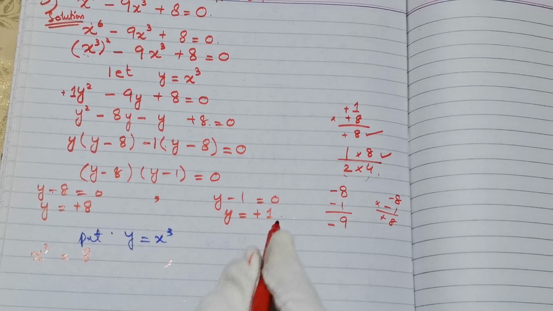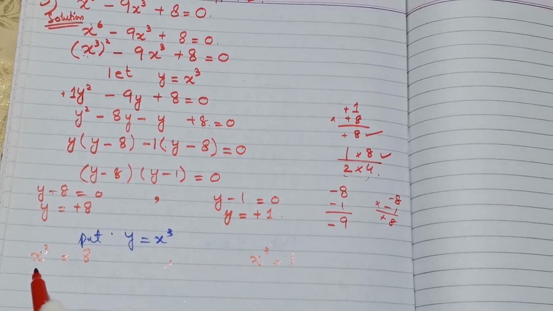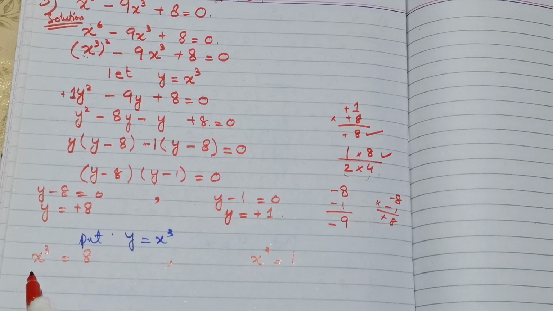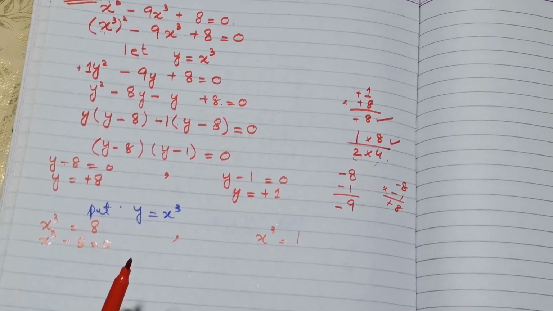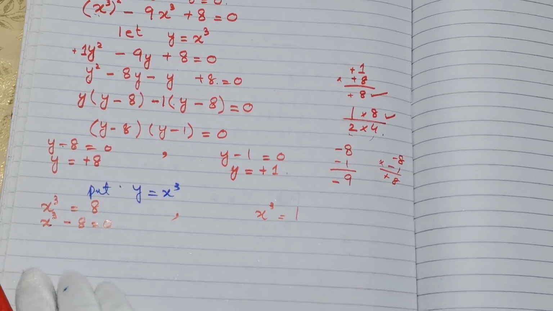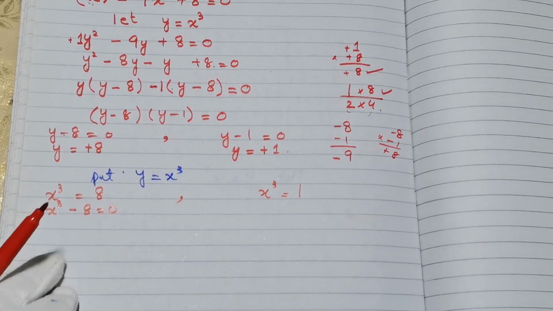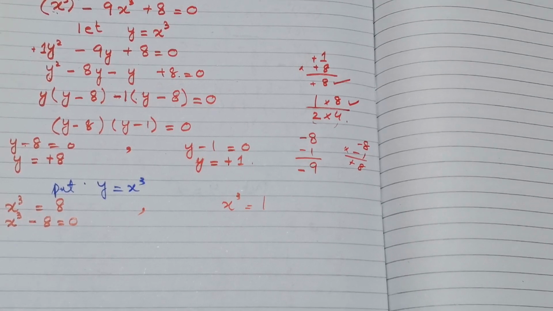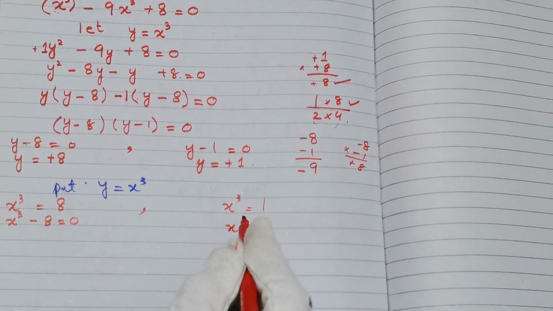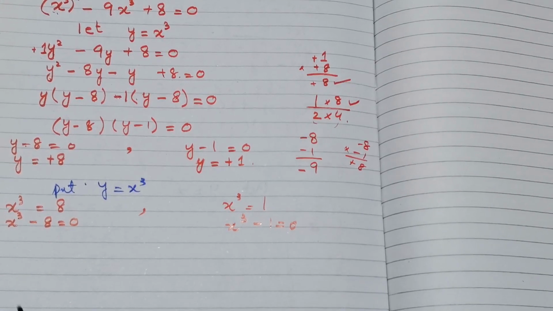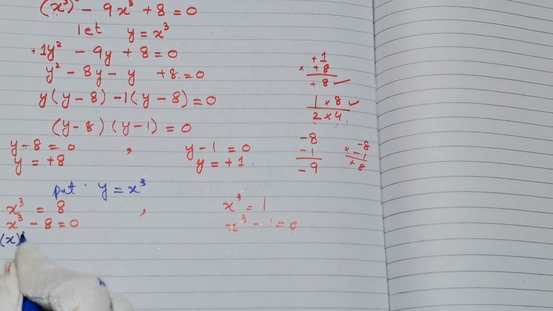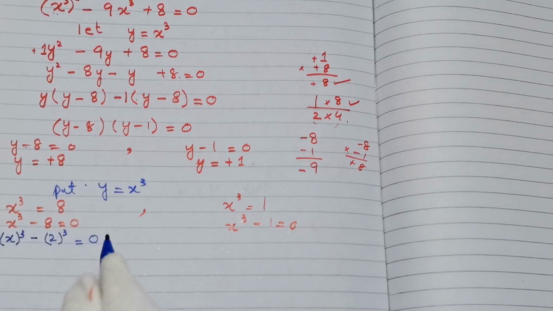x cube is equal to 1. Now x cube is equal to 8. x cube minus 8 equals 0, and x cube minus 1 equals 0. Now x is a cube of x and 2 is a cube of 8, equal to 0.